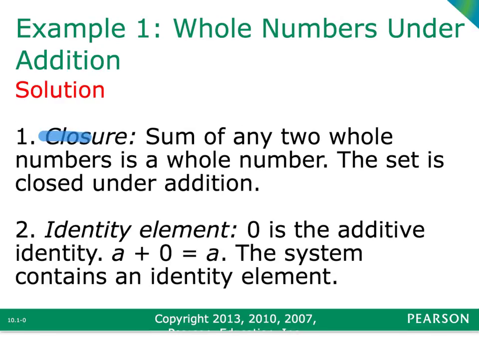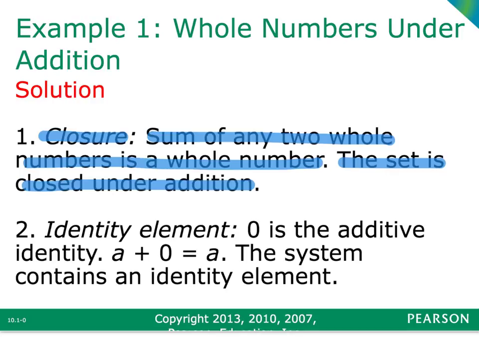Okay, so the first thing we look at is closure. We take the sum of any two whole numbers and see if it's a whole number, right? If it's still in the set. And this is closed. Anytime we add two whole numbers, we get a whole number. Okay, so that's closure under addition. So we have closure, check. Okay, put a little check mark there.